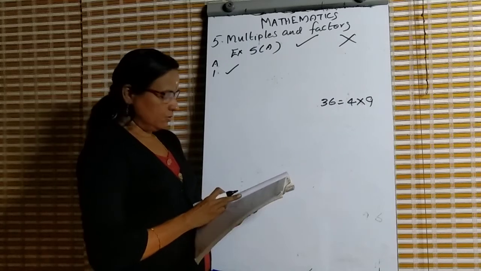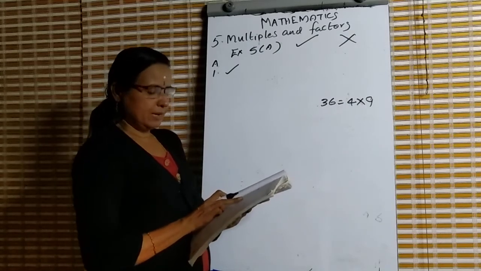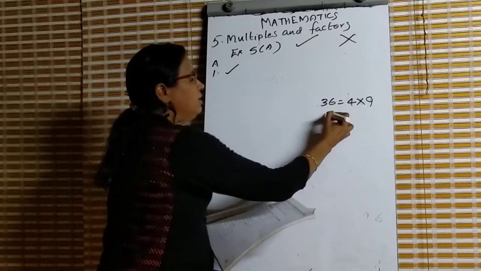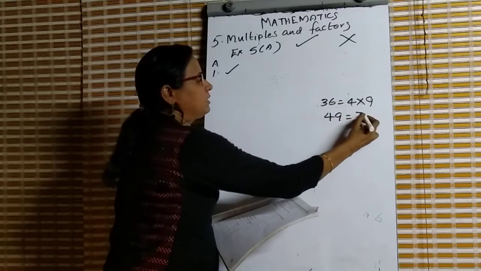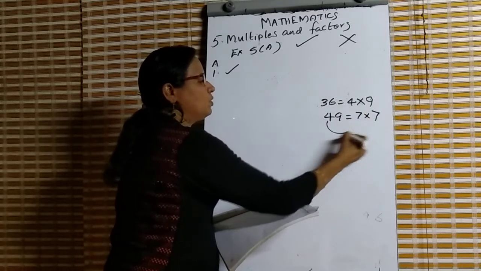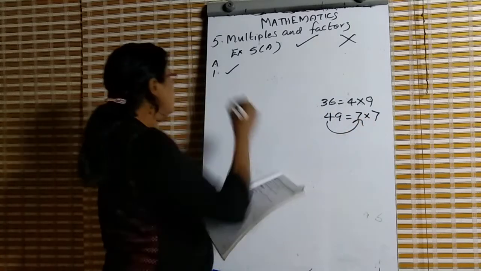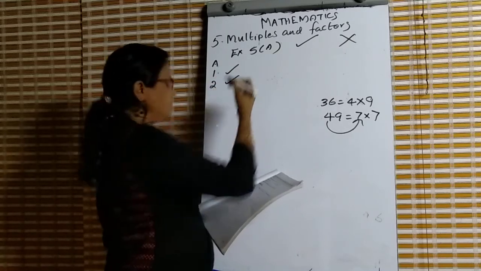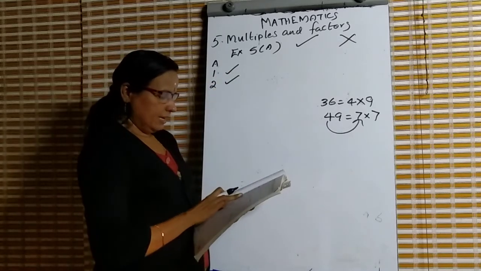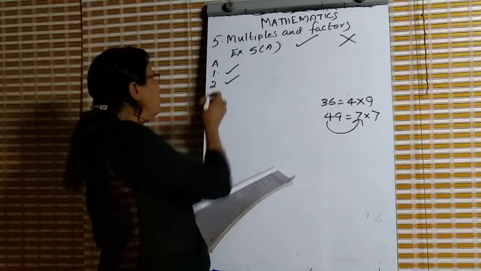Then, second question. 49 is a multiple of 7. 49 is equal to 7 into 7. So, 49 is a multiple of 7. Tick the second. Then, 95 is a multiple of 12.